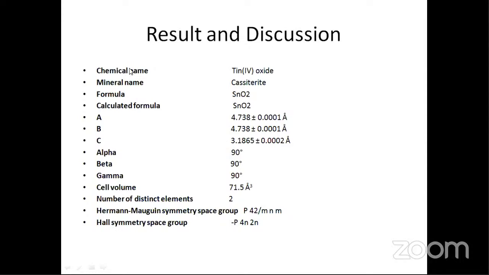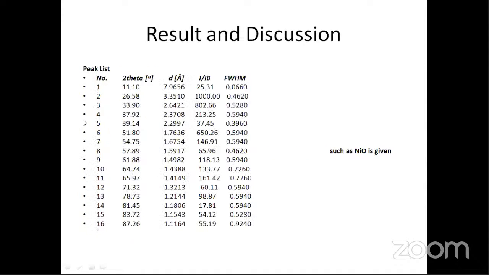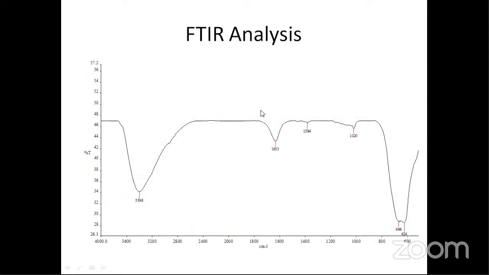These are the various data obtained from these softwares, such as chemical name, mineral name, cassiterite, formula, ABC, lattice constants, alpha, beta, gamma, cell volume, number of distinct elements, and many more. Next are the number of peaks present in the sample, that is 28 peaks in range, peaks match, intensity scale, space group. A lot of information is depicted by the two softwares, which is given in the table.